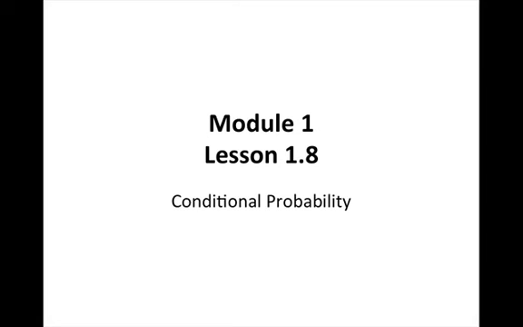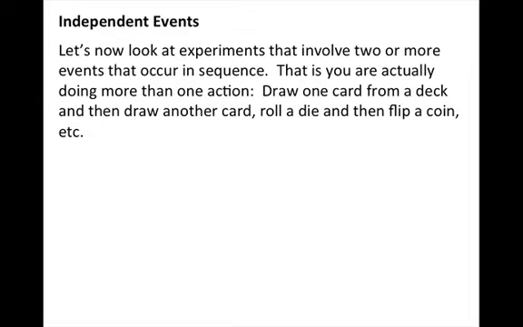Lesson 1.8 focuses on conditional probability. We're going to begin by looking at independent events. In some of the previous lessons, we just looked at an experiment that involved one action. Now we're going to focus on experiments that involve two or more actions, or two or more events that occur in a sequence.